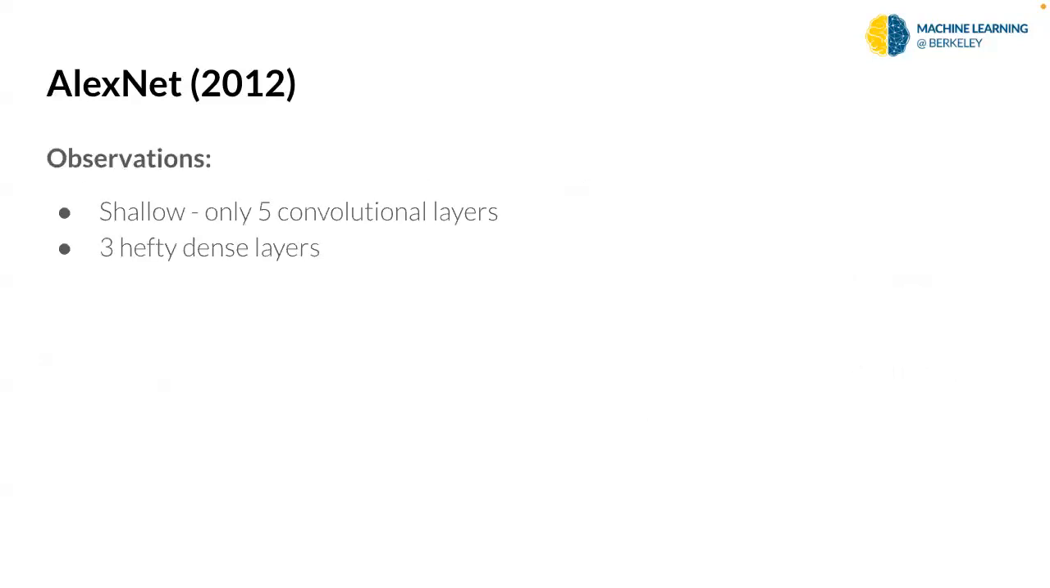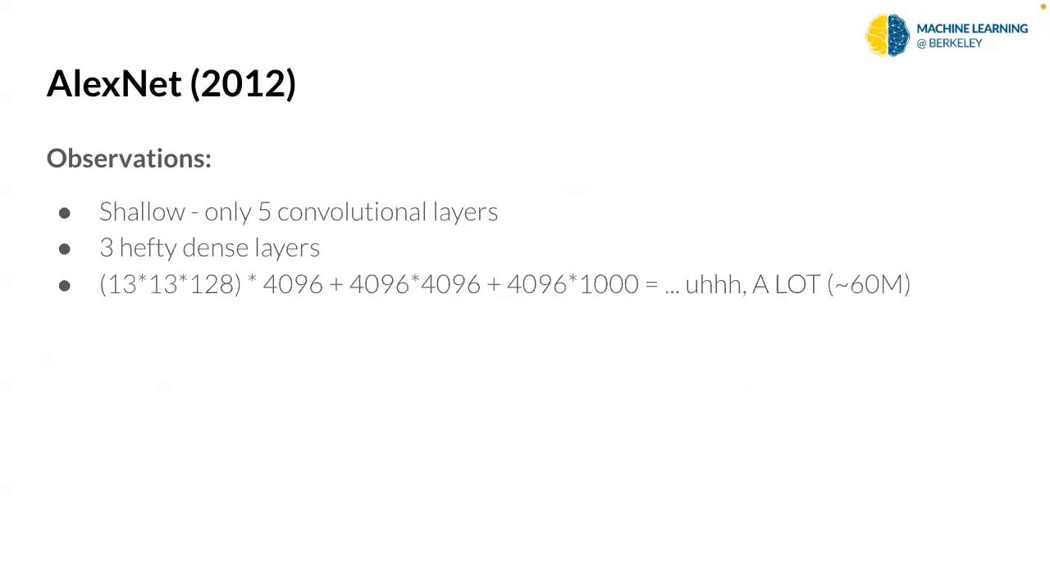Second thing is the dense layers are very hefty, right? As you notice, we had to break it up into 2 GPUs. The reason is that we have 60 million parameters just in those fully connected layers for the classification head. So you have our flattened latent of 13 by 13 by 128, going into a layer of 4096, another layer of 4096, and then going into 1,000 class classification.